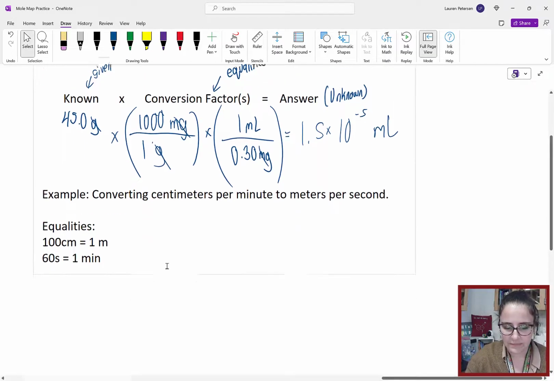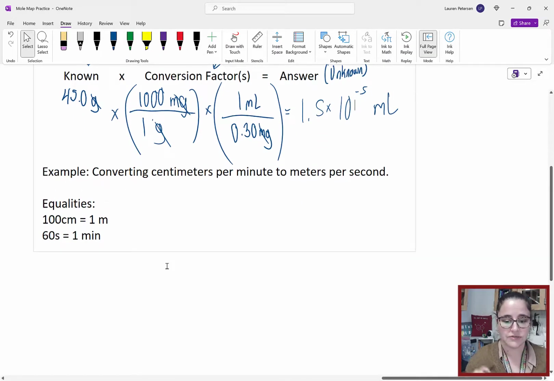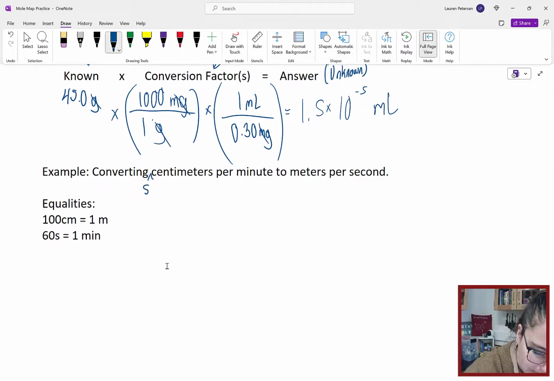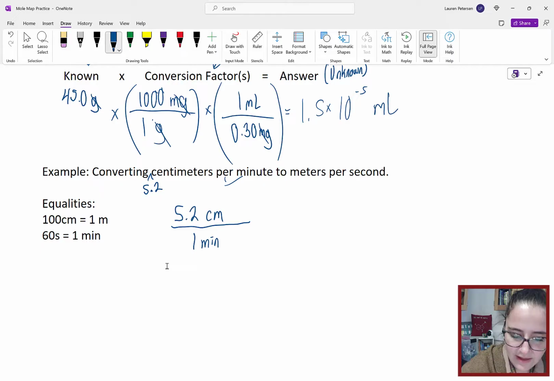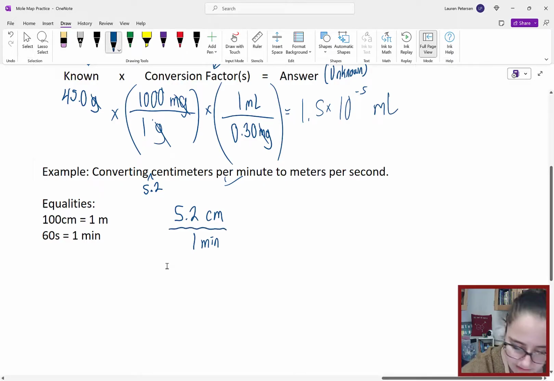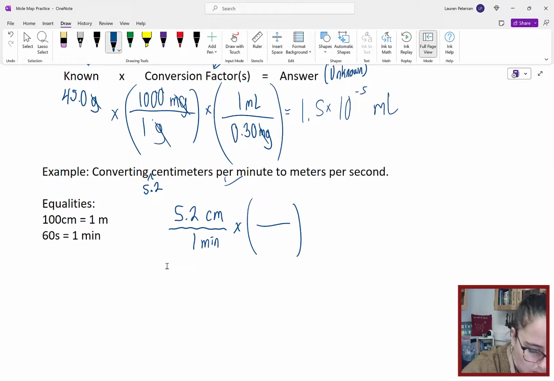Now, another example, we can look at converting from centimeters per minute to meters per second. So I'll go ahead and give this a number. Say it's like 5.2. That would be my known. 5.2 centimeters per, or divided by, so per 1 minute. Okay. And then if we're doing conversions, I know that 100 centimeters is 1 meter. So 100 centimeters would go on bottom and 1 meter would go on top.